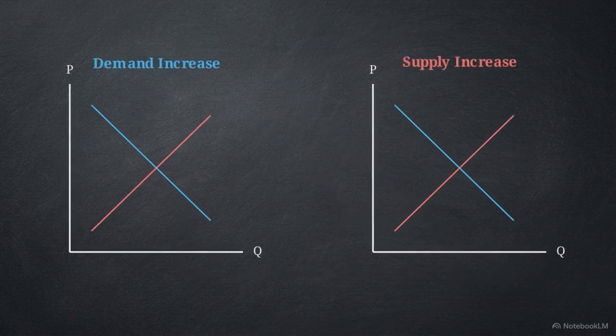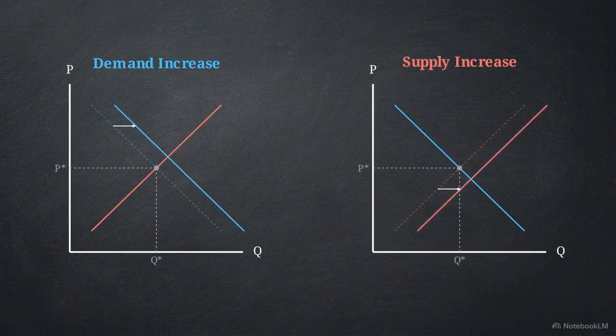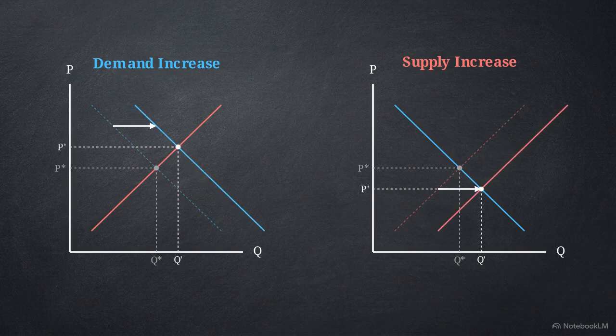The rule for expansion is straightforward. An increase in either supply or demand always shifts the respective curve to the right. As this comparison shows, when demand shifts right, both price and quantity go up. When supply shifts right, the quantity goes up, but the price is driven down.